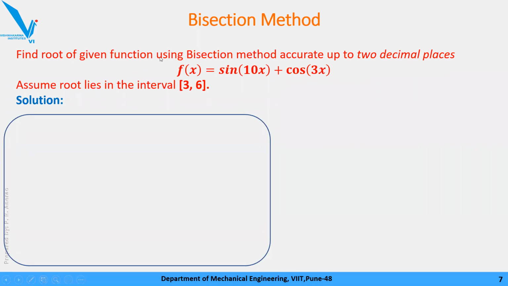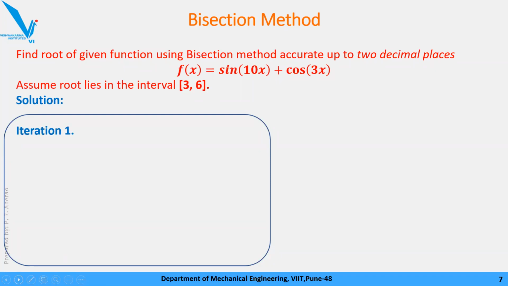So for this case, f of x is equal to sine of 10x plus cos of 3x. Now I'm not going to put a graph in front of you. We'll try to recall that method and solve this. It is given in the problem statement to find a root in this range. They have already given it, so we don't need to guess. The range is x1 equal to 3, x2 equal to 6.